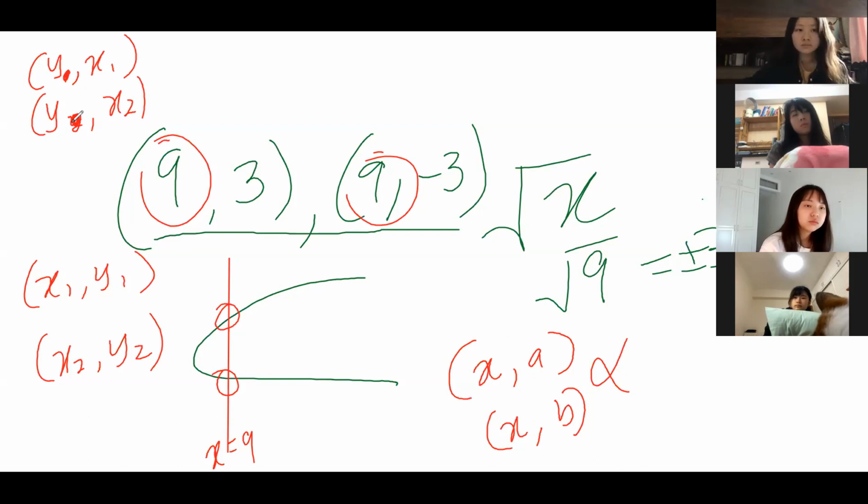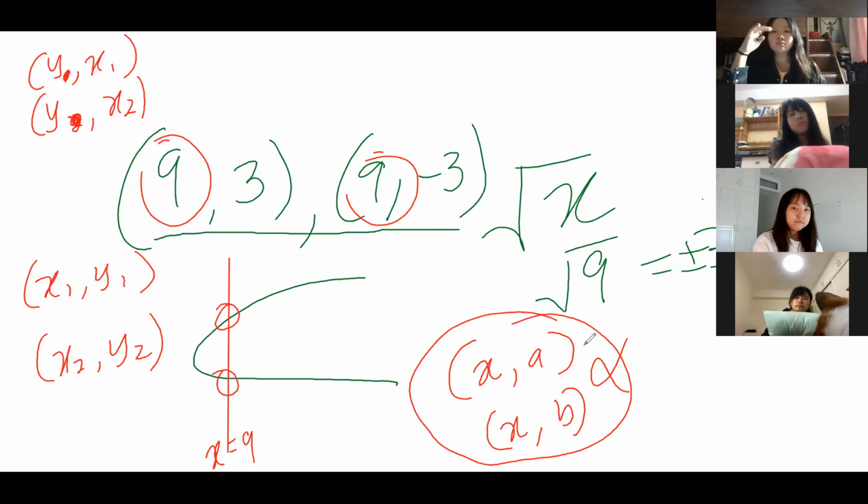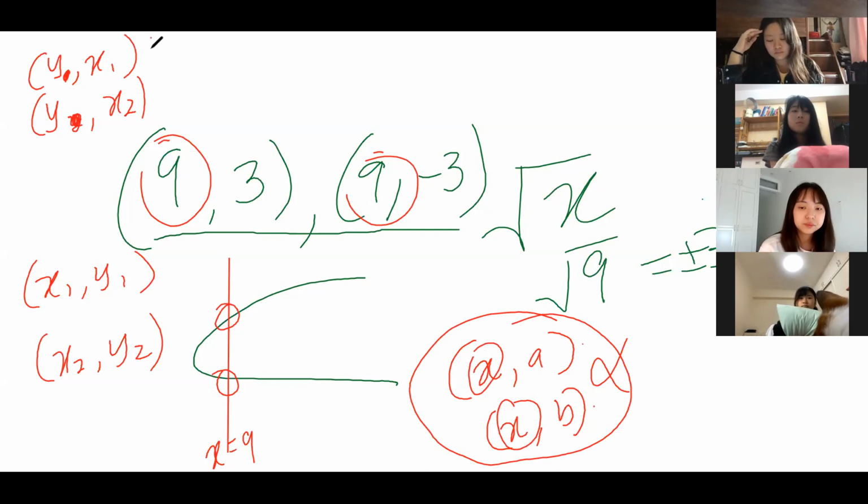Okay? It fails to be a function in the sense that it's like this, ordered pairs with the same x coordinate. So if you come here, these are ordered pairs, but they have the same x coordinate, which is, maybe I call it y naught.